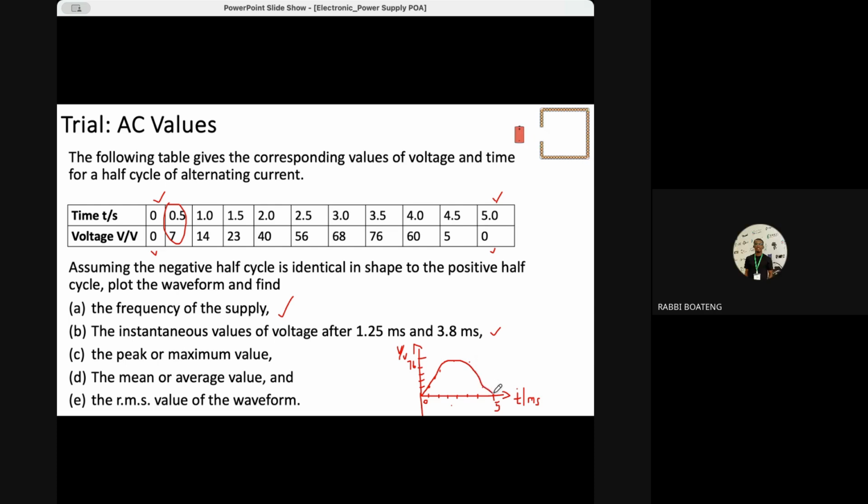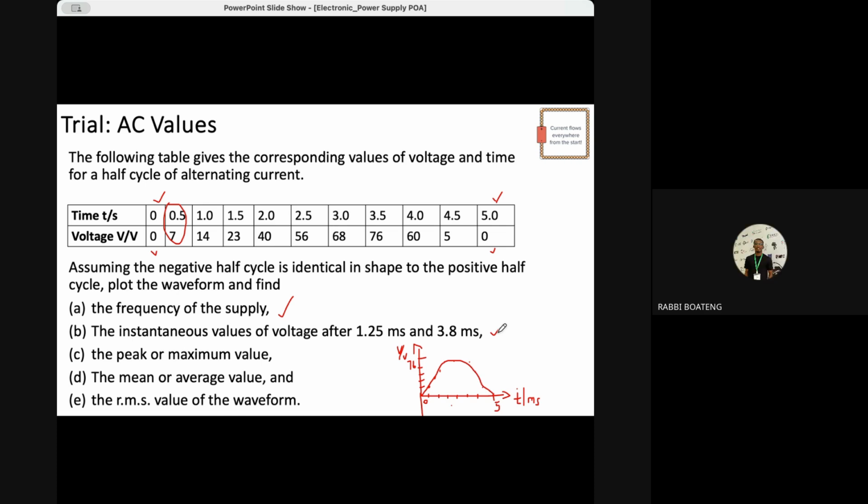What did you get? The frequency I got is 100 hertz. 100 hertz. Okay. Can you guide us through how you managed to get 100 hertz? Okay, so the thing is in half cycle. Yes. Half a cycle. So the period of the full cycle will be twice the 5.0 milliseconds. So that gives us 10 milliseconds, and that is 0.01 seconds. And to find the frequency, it will be 1 over that period, which is 0.01. So 1 over 0.01 is 100 hertz.